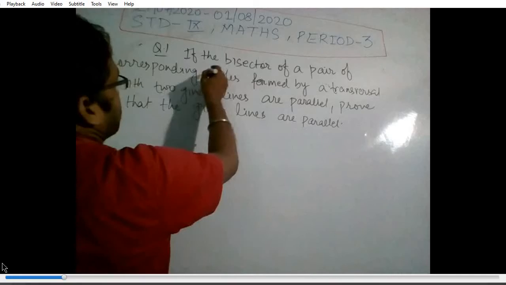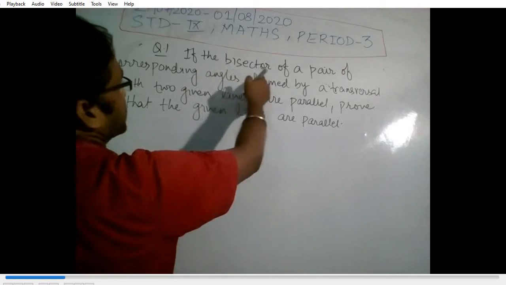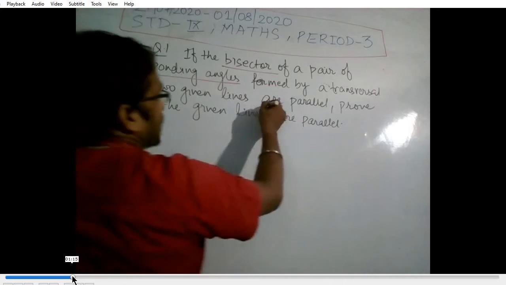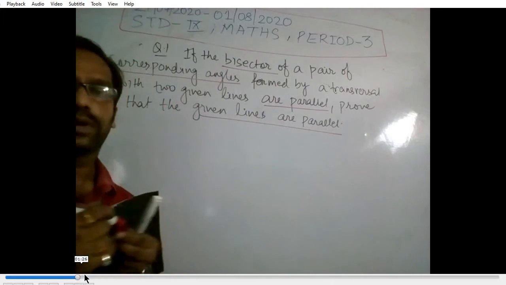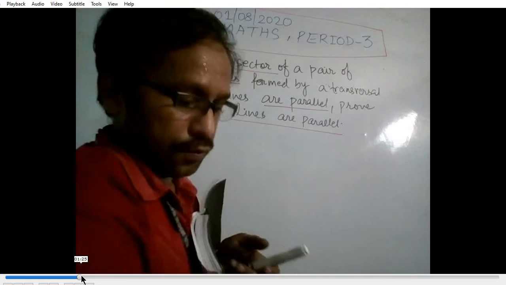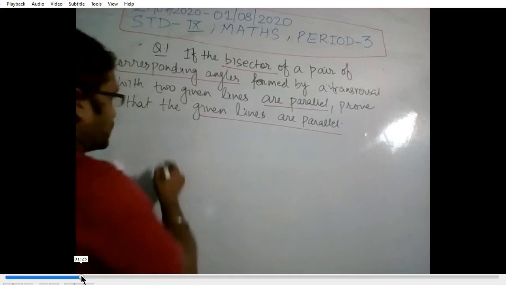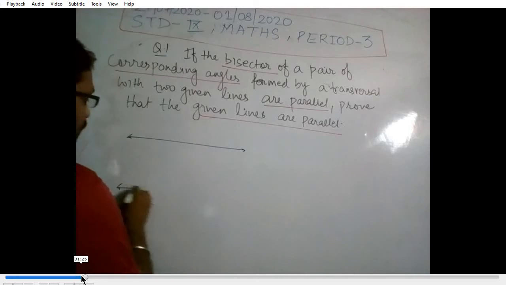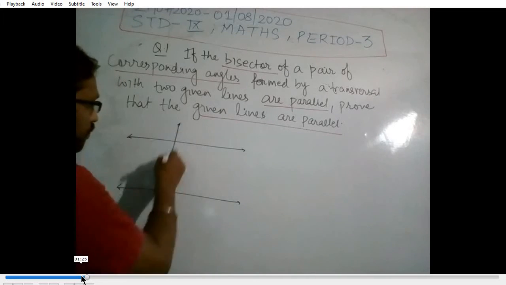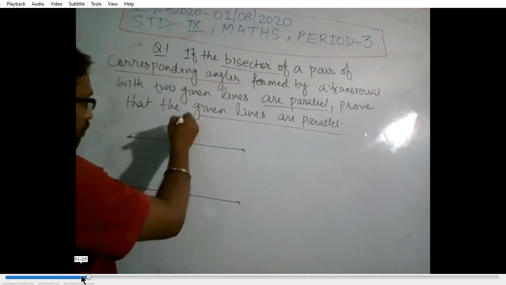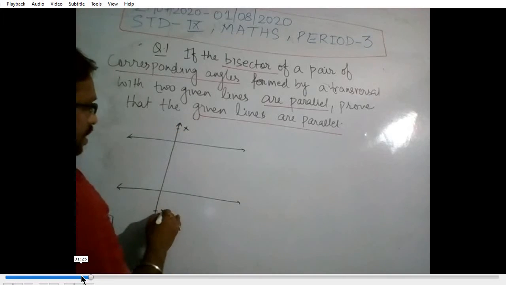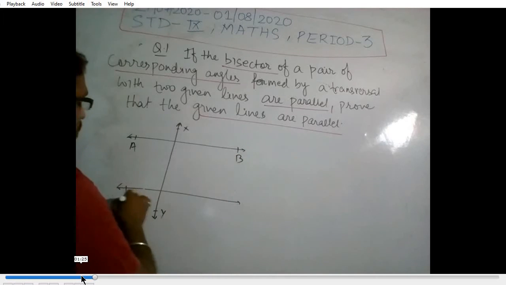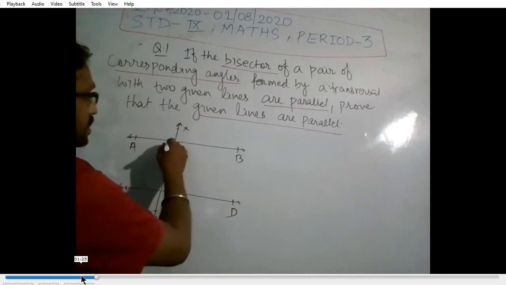So they are saying that basically, if the bisectors of the pair of corresponding angles here, so from this information I will draw one figure here. So what is that figure? Let's see this. Two lines will be there, those are parallel. See, these two lines are parallel. This is the transversal. XY is the transversal. This AB is that line, AB parallel to CD.